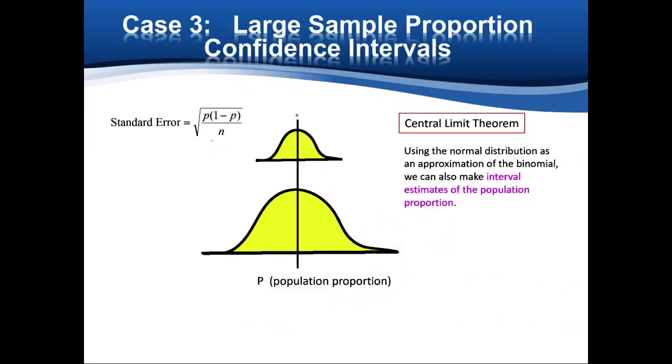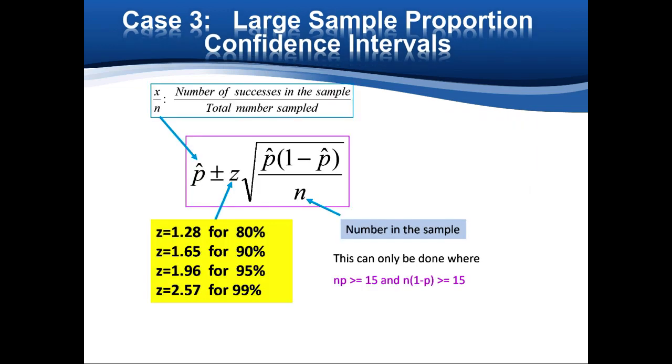Case 3. Large sample proportion case. This case is based on central limit theorem and binomial distribution result. Using the normal distribution as an approximation of the binomial, we can also make interval estimate of the population proportion. The formula is shown here.